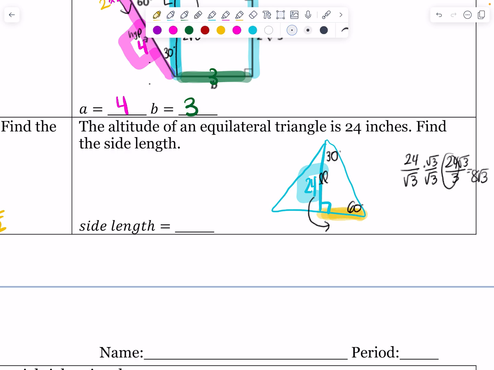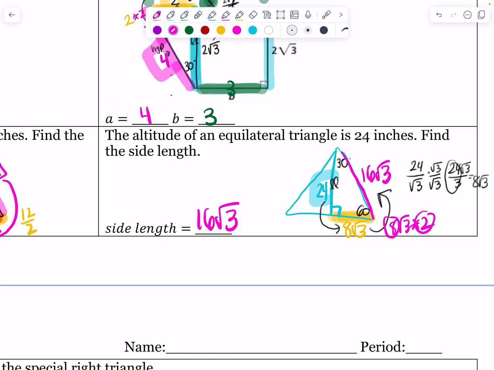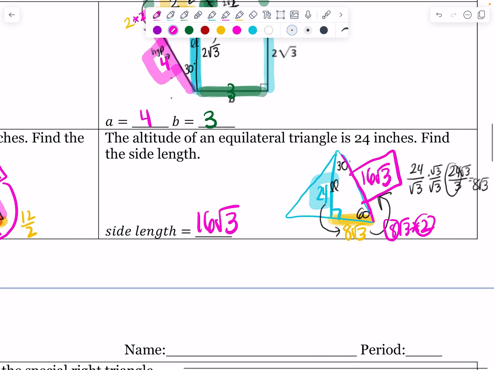So let's write that on there in yellow. If that is 8 root 3, how do I find the hypotenuse? I am just going to double that. So what is 8 root 3 doubled? 8 root 3 times 2. It's going to be 8 times 2, which gives me 16 root 3 for the side length of this equilateral triangle. If you wanted to find the perimeter, I would just multiply that by 3, but they only asked us to find the side length, which we just did.